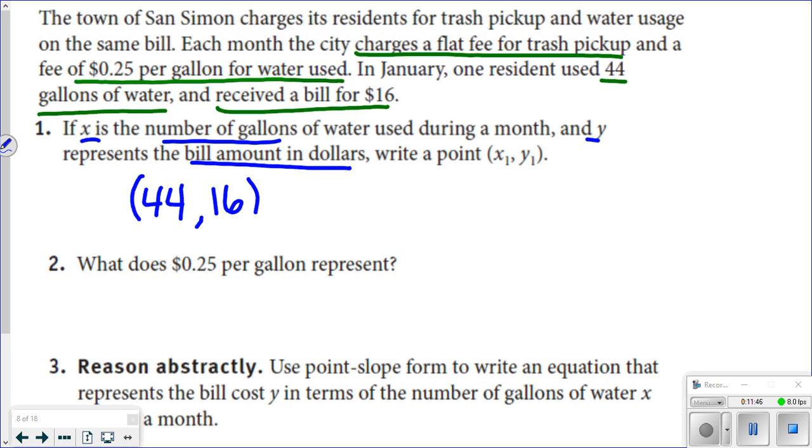What do you think this fee of 25 cents per gallon stands for or represents here? The title of our lesson is Point Slope Form. We already have our point, so this must be our slope. And how do we know that? Because it's what we're changing by. It's our rate of change per gallon.